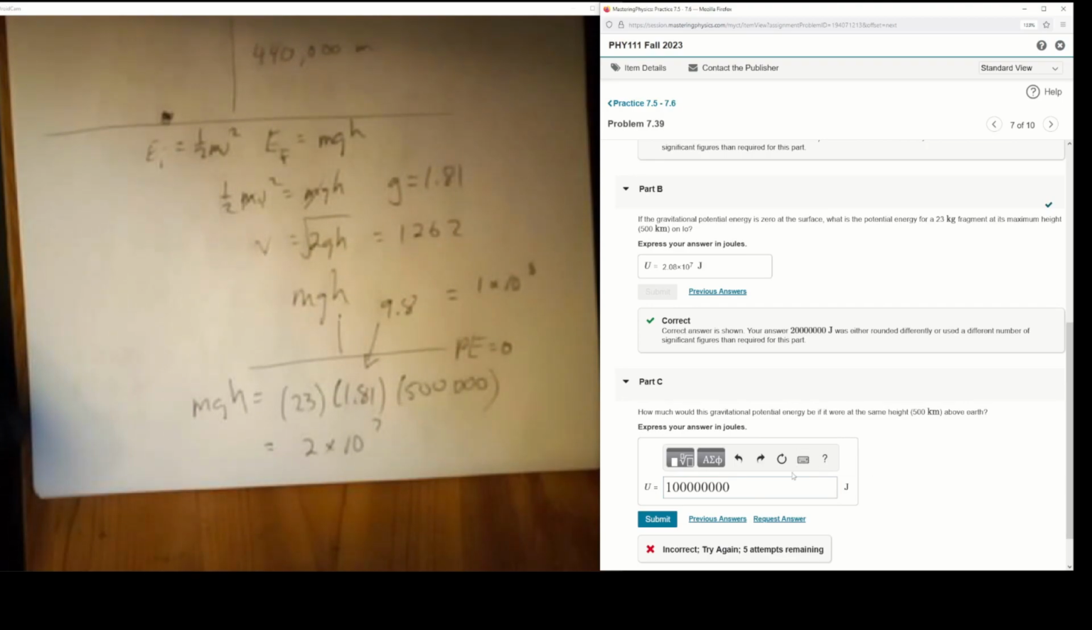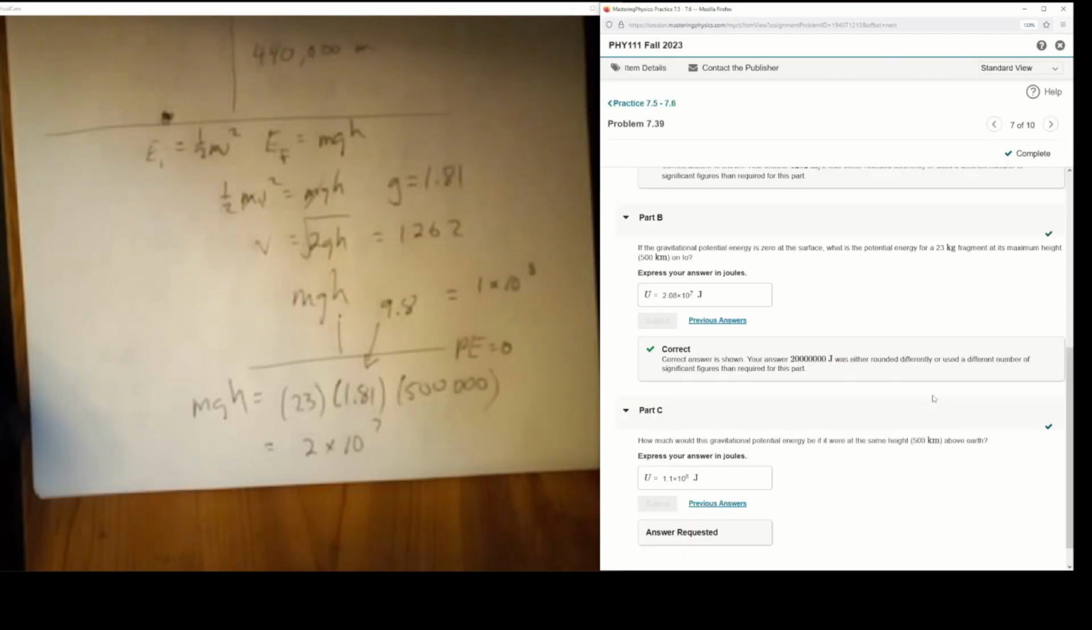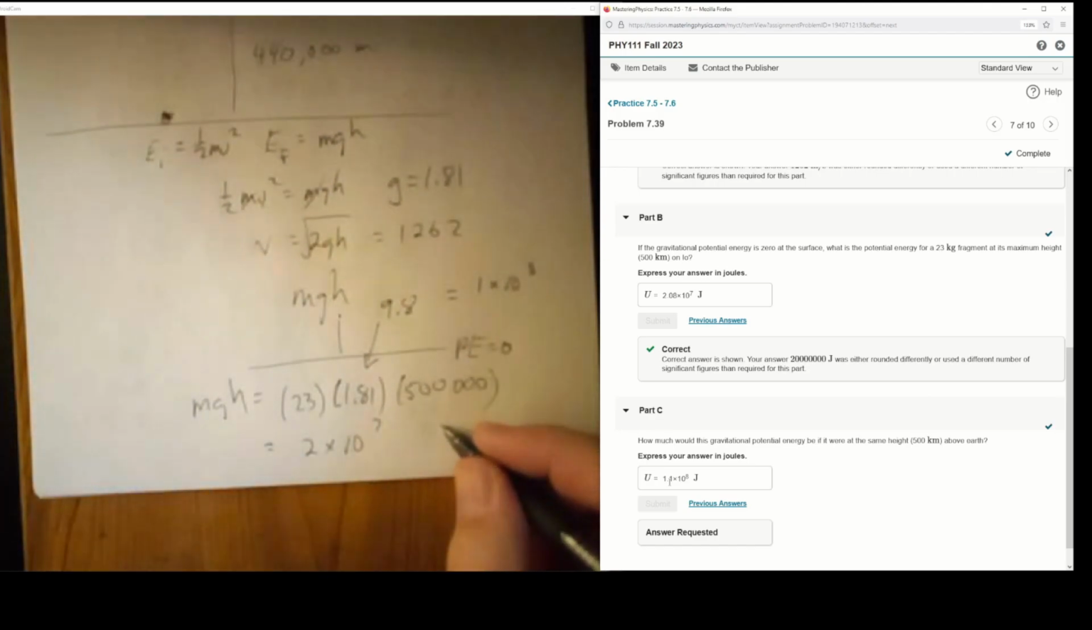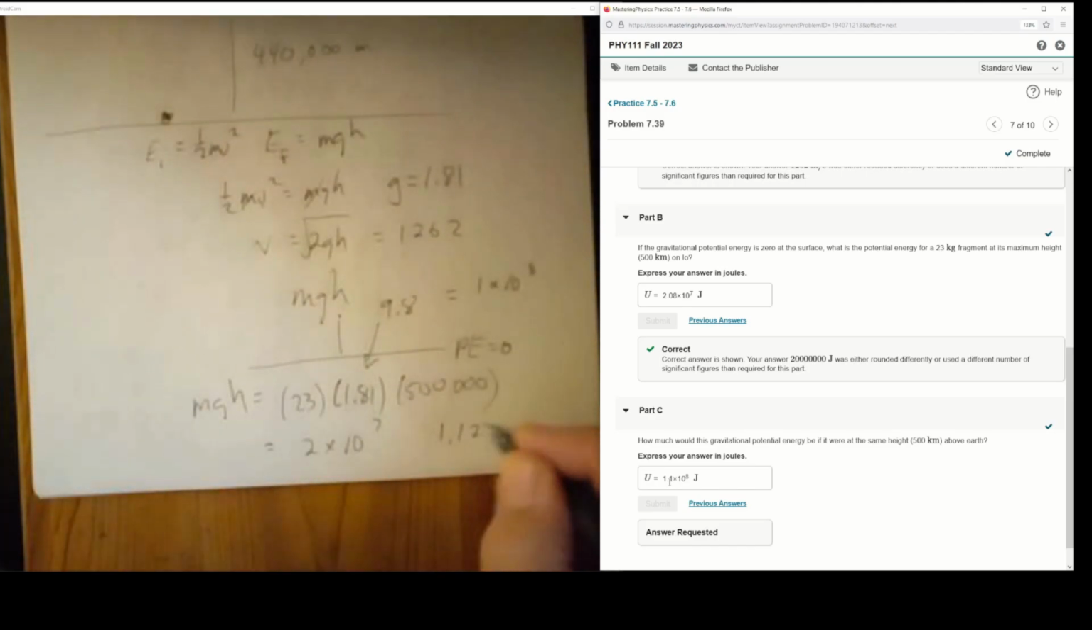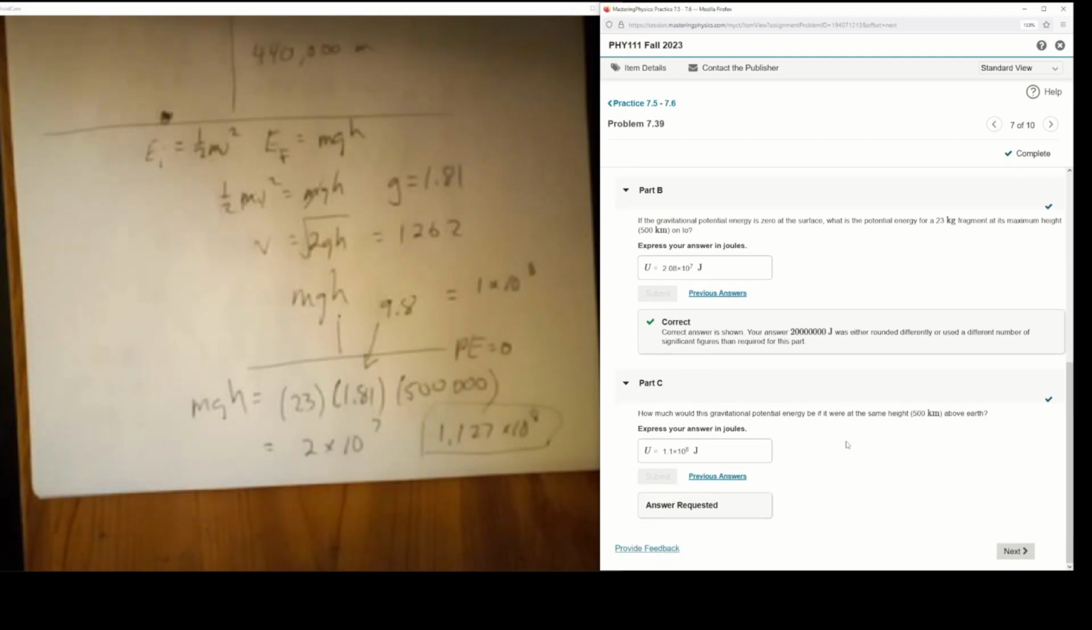And it's probably going to want me to round a little bit. And I'll just see what the rounded answer is. It's 1.1. So I guess I should have rounded. That's fair enough. I mean, my calculator does say 1.127 times 10 to the 8th. So I've rounded a little bit too hard there, I guess you could say. I should have kept one more decimal place. And that is number 7.